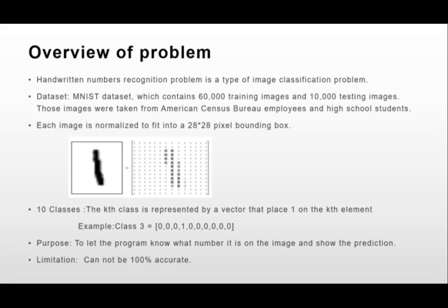The purpose of my project is to let a program know what number is on the image and show its prediction. Also, I did a test using my own handwritten numbers to test the model. The limitation is it still cannot be 100% accurate, no matter which method you use.